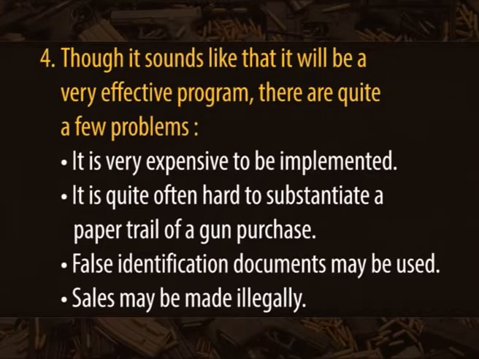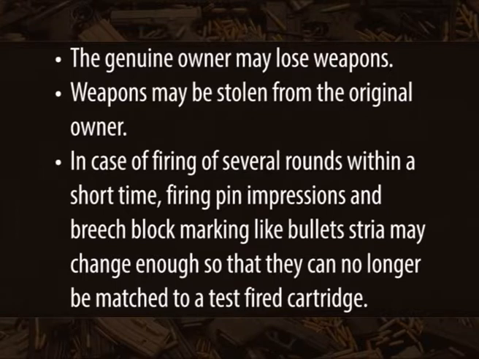Though it sounds like it will be a very effective program, there are quite a few problems. It is very expensive to implement. It is quite often hard to substantiate a paper trail of a gun purchase. False identification documents may be used. Sales may be made illegally. The genuine owner may lose weapons. Weapons may be stolen from the original owner. In case of firing of several rounds within a short time, firing pin impressions and breech block markings, like bullet striae, may change enough so that they can no longer be matched to a test fire cartridge.